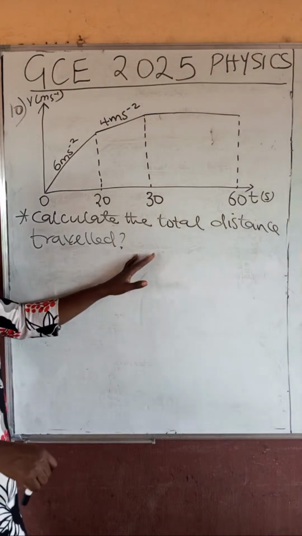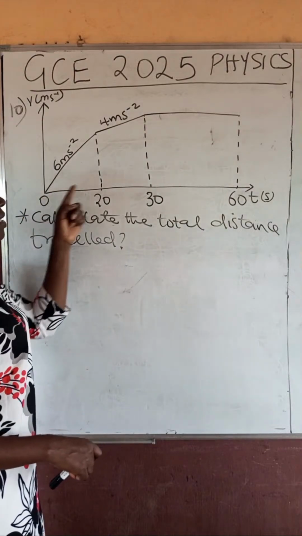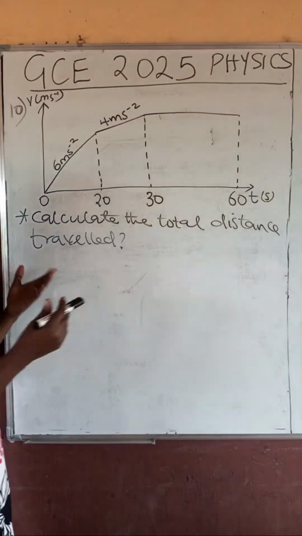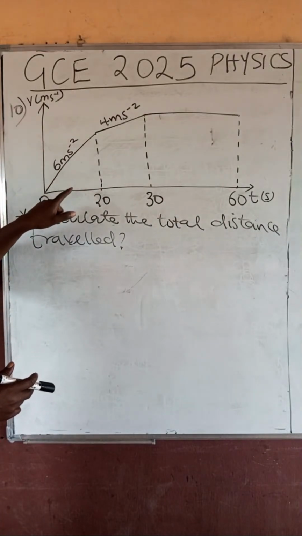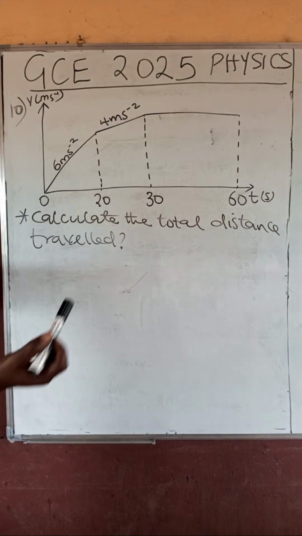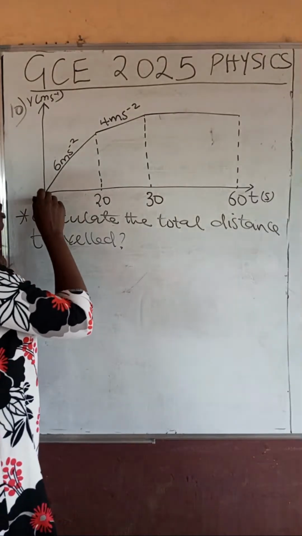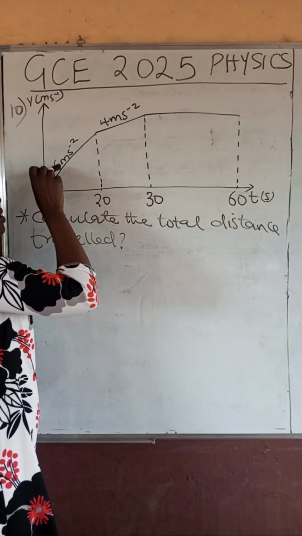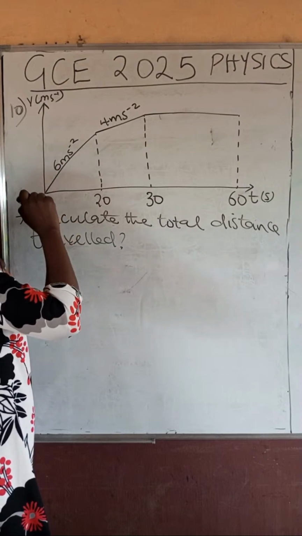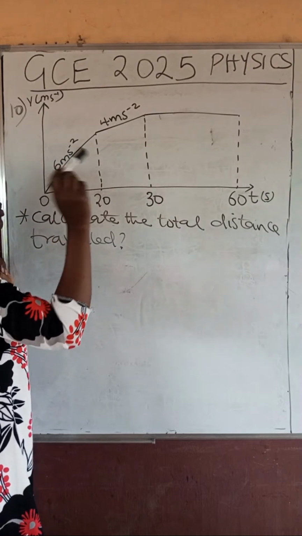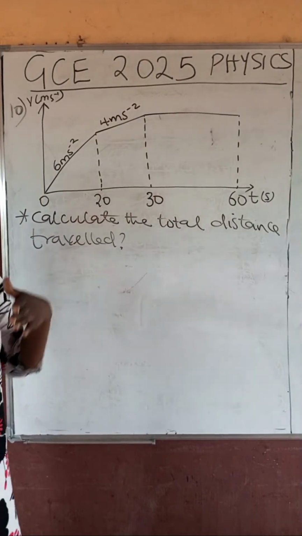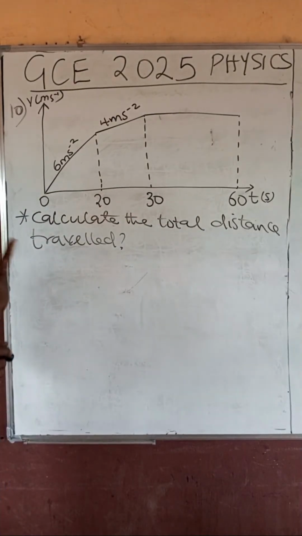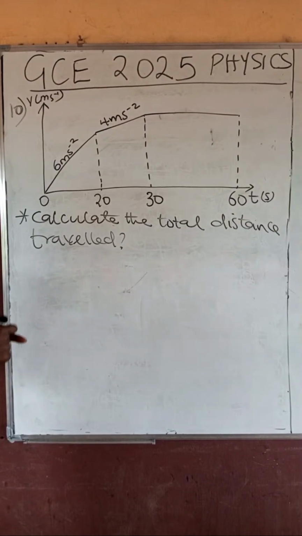We are asked to calculate the total distance traveled from this to this. We are given this velocity time graph. This is the acceleration of a body that starts from rest. The first acceleration was given as 6 meters per second square. Later, the acceleration was reduced to 4 meters per second square, with different times stated. We are asked to find the total distance traveled.